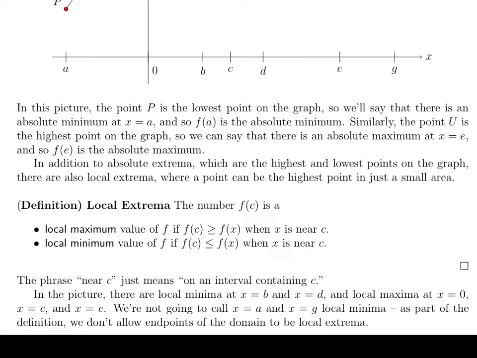Okay, so I've scrolled past the picture. You can't see it anymore, but hopefully you can go back and take a look. There are local minima at x equals b and x equals d. That tells you that locally, near b and near d, those are the lowest points that you see. And then there are local maxima at x equals 0, x equals c, and x equals e. So near those points, they aren't necessarily the highest point of the entire graph, but they are the highest point near those values.